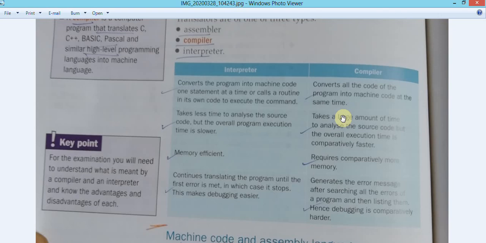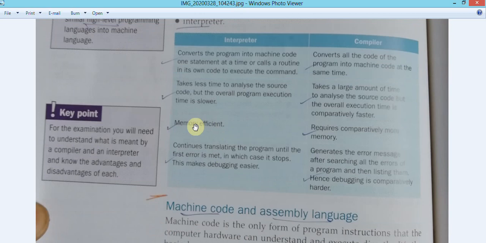Because all the errors will be listed at the end after compiling, so we need to correct these errors. But execution time is faster here. Interpreter execution time is slow. More memory efficient here, whereas the compiler requires more memory because you need to store the compiled file as well, the object code, which is run separately. The interpreter continuously translates the program until the first error is met, and this makes debugging easy.